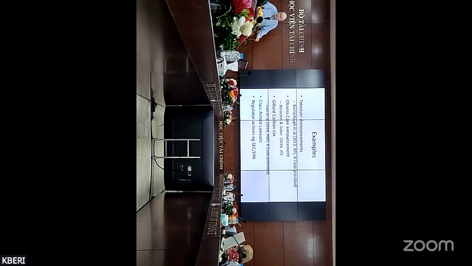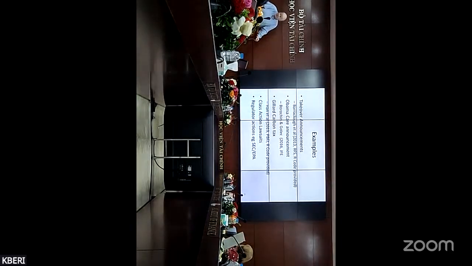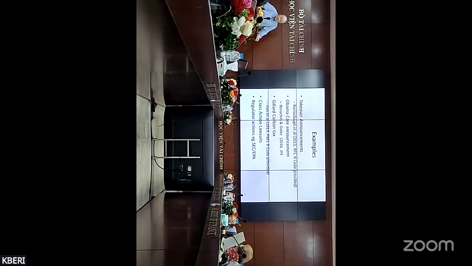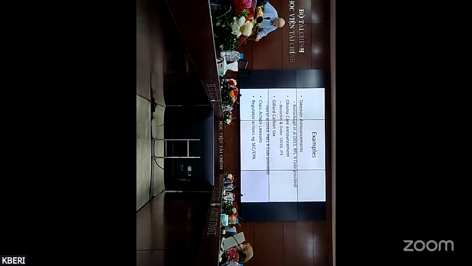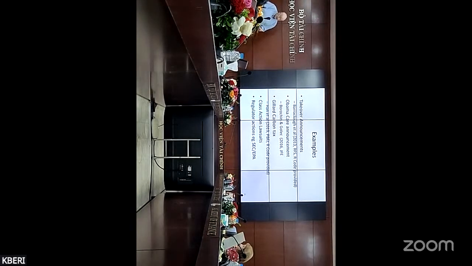Class action lawsuits and regulator action. So class action suits occur, there's a probability of success, and then you can look at what the company's value will be if it succeeds, if it doesn't. And the regulator, the SEC, brings action against the company, so there's the probability of success, what's the value if it succeeds, what's the value if it doesn't.